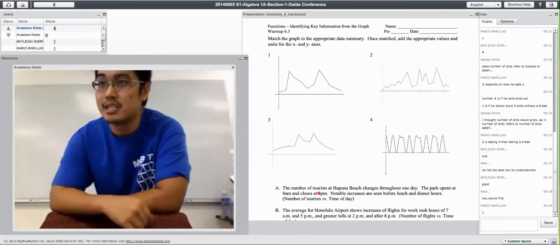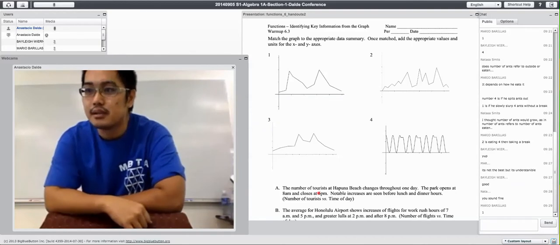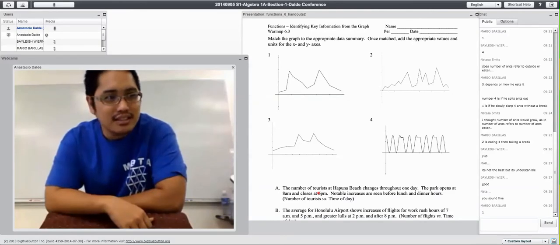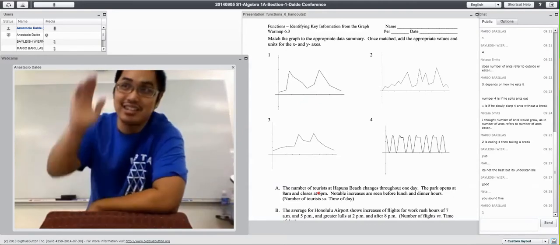NASCAR racers travel around a track and stop an average of 6 times per 1,000 kilometer race. The race lasts about 4 hours and they stop at the same place each time on the track. Distance from race finish line versus time. It's definitely 4. Yeah. That's definitely 4 because it's very consistent. You know what I mean?